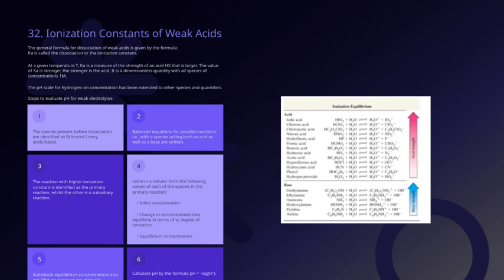The general dissociation formula for weak acids is straightforward. The acid HX dissociates into H+ and X- ions. The dissociation or ionization constant, Ka, quantifies this process and is a key parameter in understanding acid strength. Finally, understanding the ionization constants of weak acids allows us to predict how much an acid will dissociate in solution, which directly impacts the pH and overall chemical behavior of the solution.